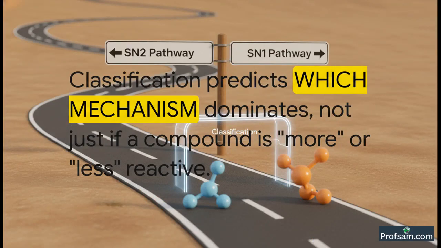So this is the big idea, the main takeaway. Classification doesn't just tell you if a molecule is reactive or unreactive. It tells you which pathway, which mechanism it's going to prefer. Primary haloalkanes prefer the direct one-step SN2 path, while the crowded tertiary ones prefer the two-step SN1 path.